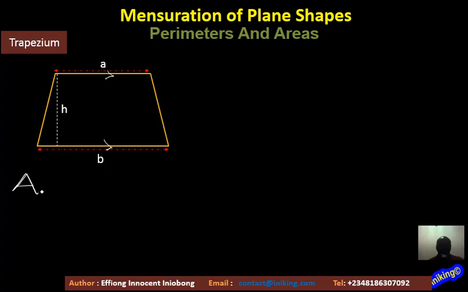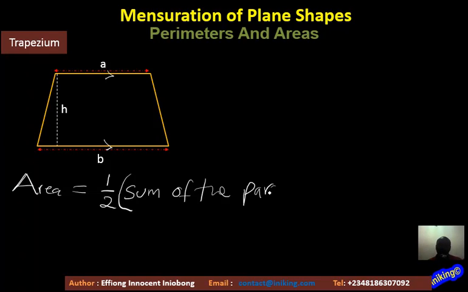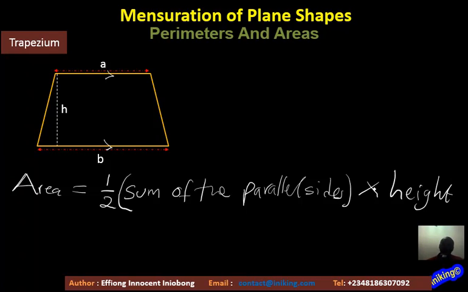And the expression is simply given as area of trapezium is half the sum of the parallel sides, multiplied by the height. Now the height of the trapezium is simply the vertical distance or perpendicular distance between the parallel sides. In the diagram here, it is indicated as h.